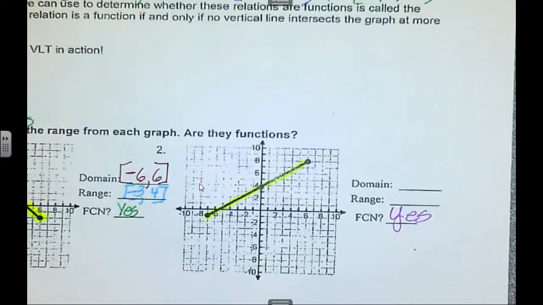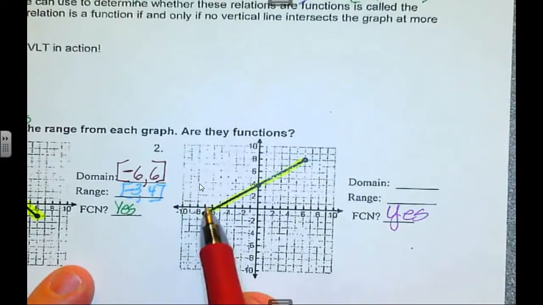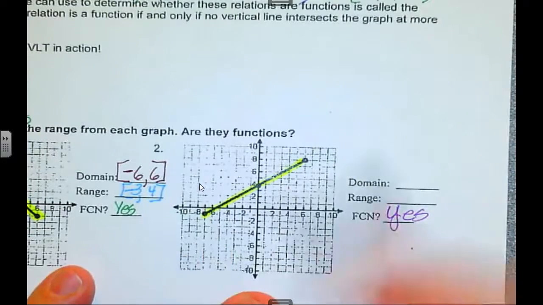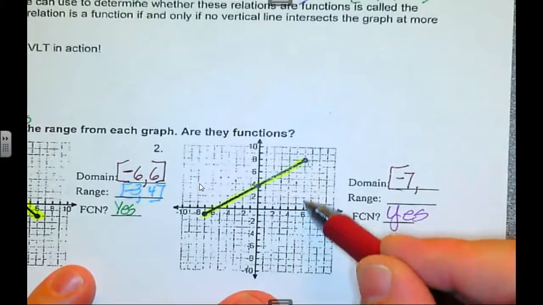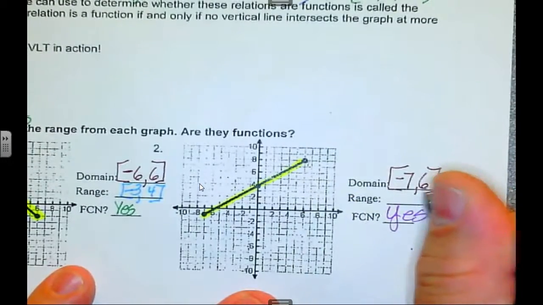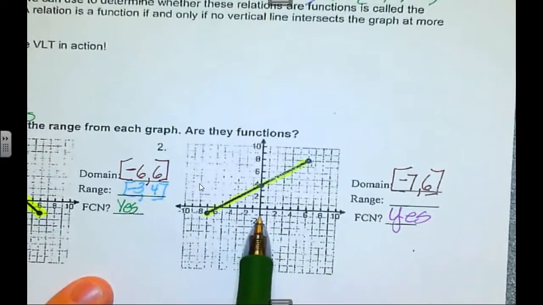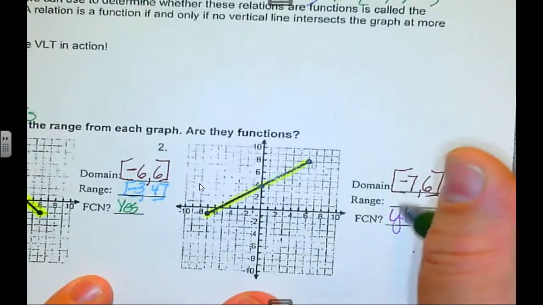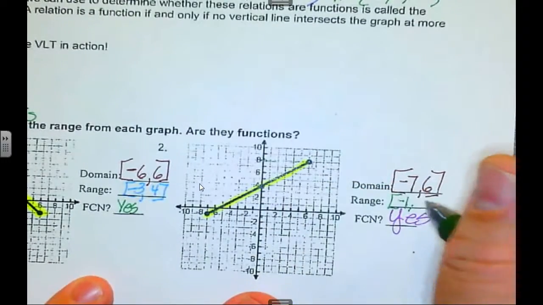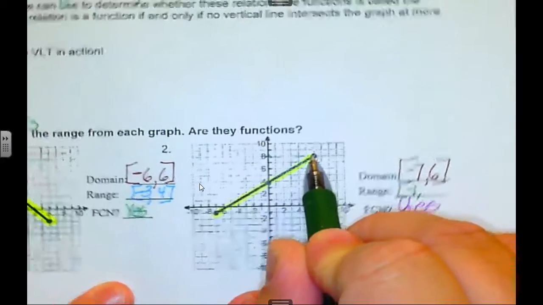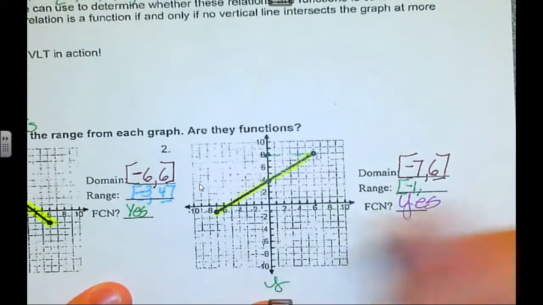Domain. My x values. Let's see, here's my x-axis. My graph starts right here, which is -7. It stops at 6. How about my range? Let's see, it starts at, careful, -1. And it goes up to 8. Here's the top of my graph. My y values, remember I'm looking at my y's.